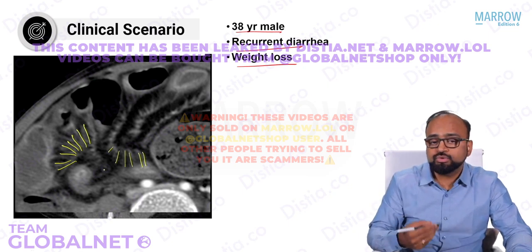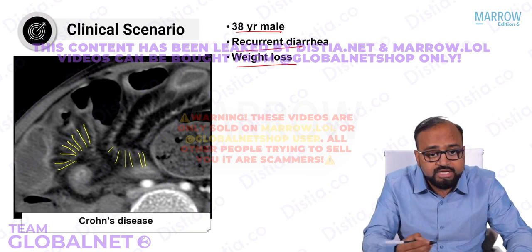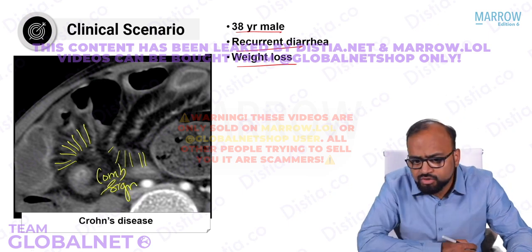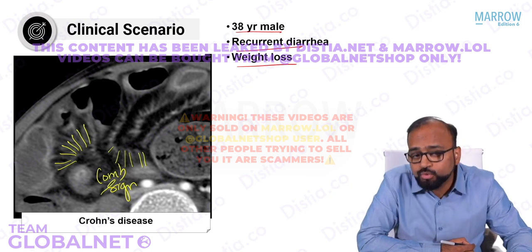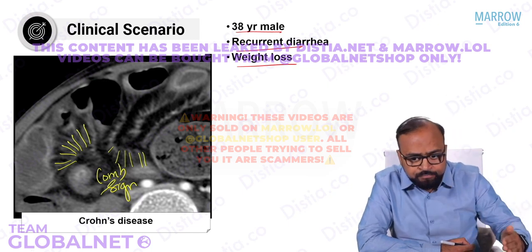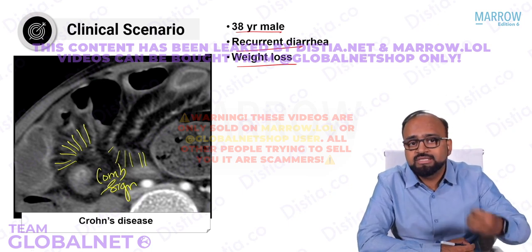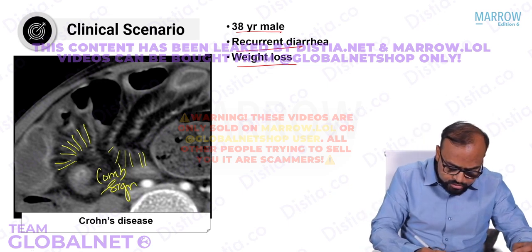This appearance looks like that of a comb. So this is what is called the comb sign of Crohn's disease. Why is this comb sign seen? This comb sign is seen because there is hypervascularity along the mesentery, with linear vessels going towards the bowel loops. This is a feature of bowel inflammation which is seen in Crohn's disease.